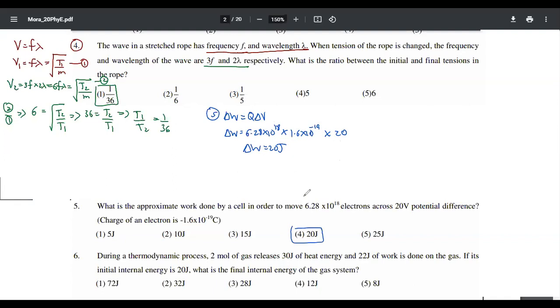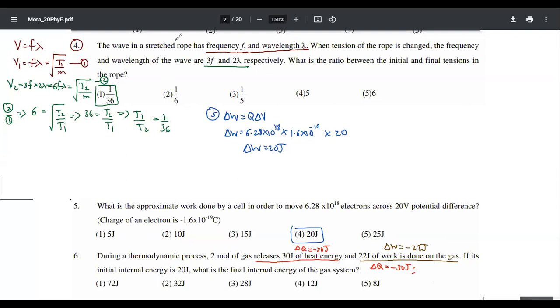Okay. Right. Next one. During a thermodynamic process, 2 mole of gas releases 30 joule of heat energy. Releases 30 joule of heat energy means delta Q is equal to minus 30 joules, and 20 joule of work done on the gas. What is the meaning of 20 joule work done on the gas? That is delta W equal to minus 20. If its internal energy is 20 joules, what is the final internal energy?